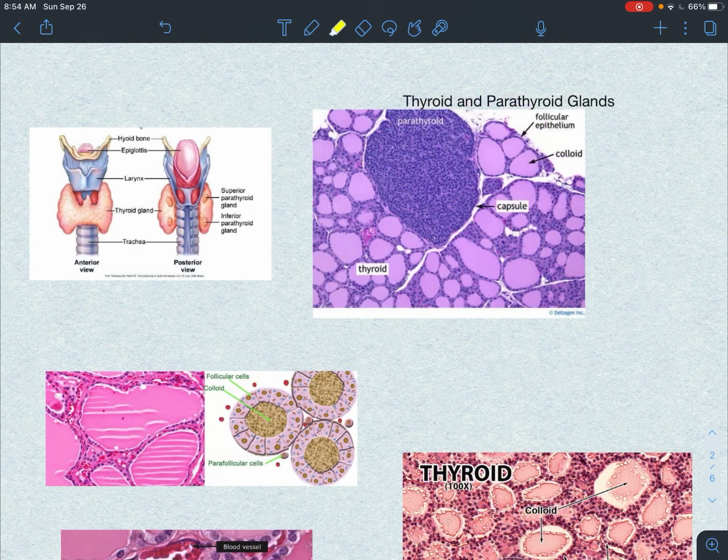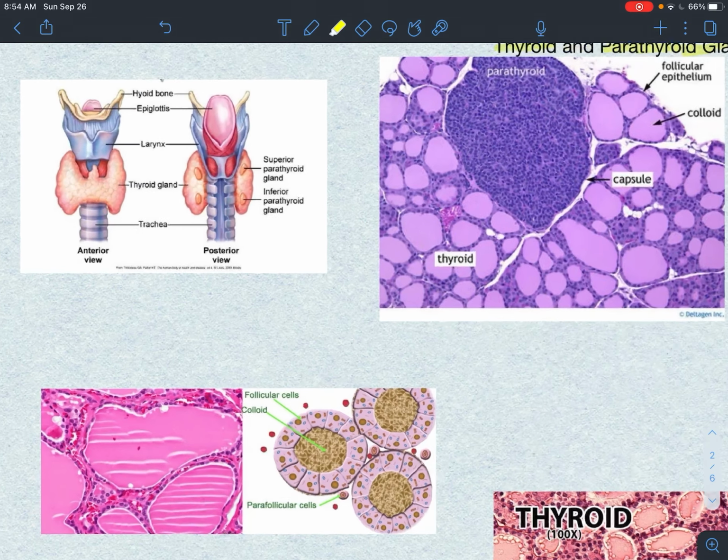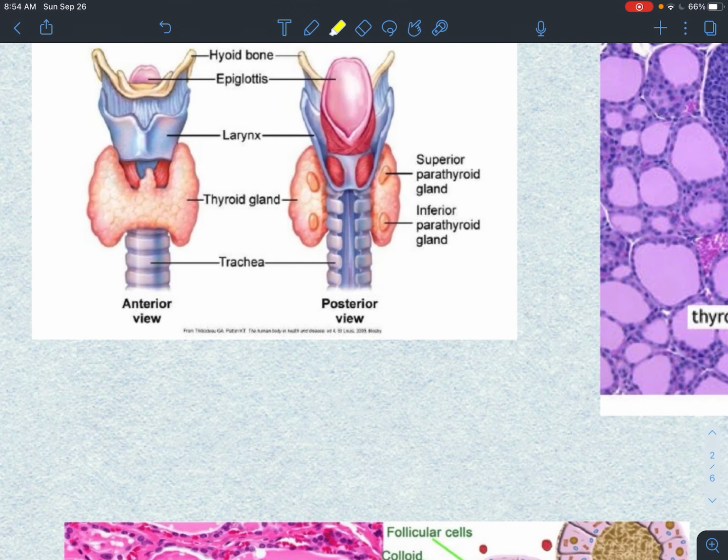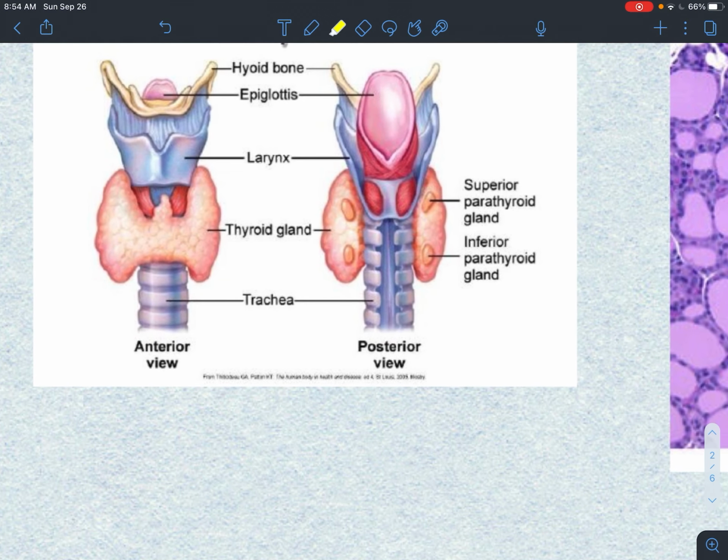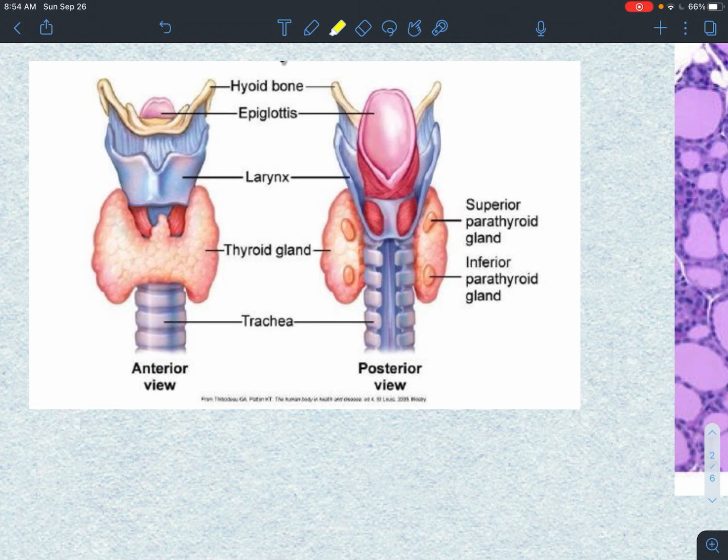endocrine gland. The next two glands we're going to look at are the thyroid and the parathyroid glands. The first thing we want to do is look at the gross anatomy to see where they are. These are in your throat, and you can think about your hyoid bone, for example, as a landmark. The larynx, the hyoid bone and the larynx. And then under the larynx, you've got the thyroid gland.